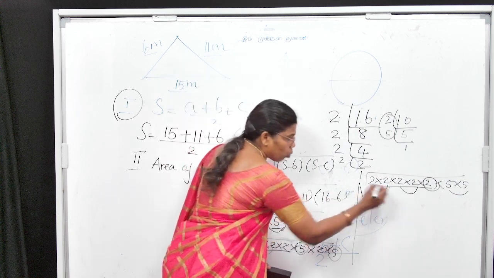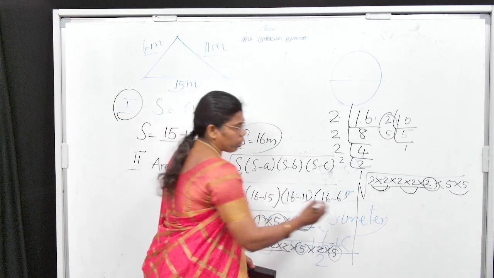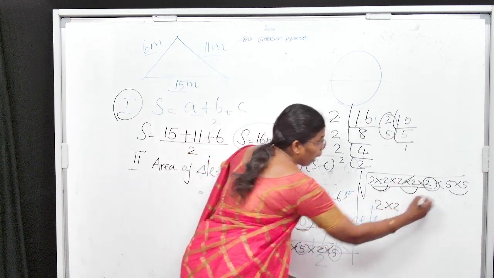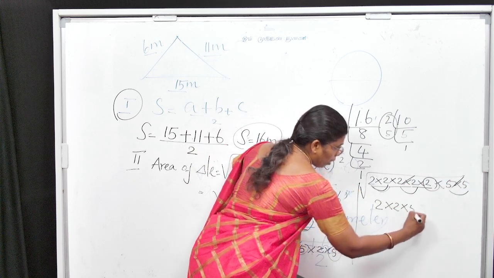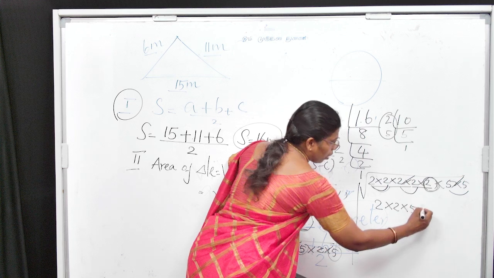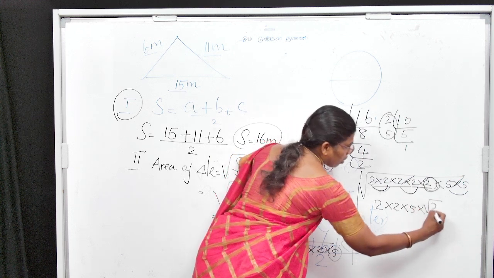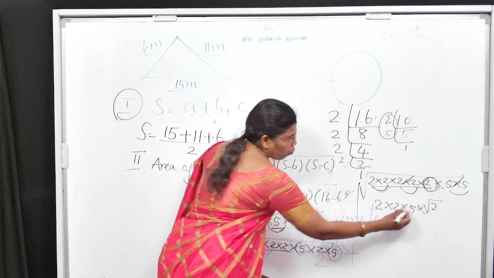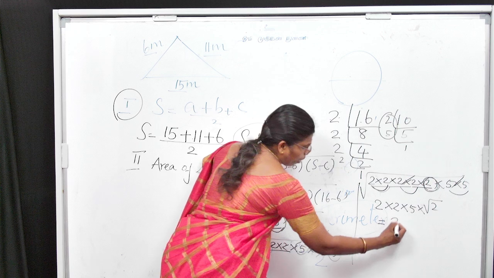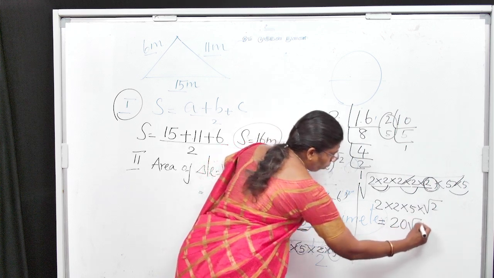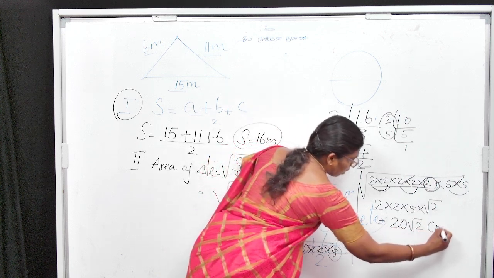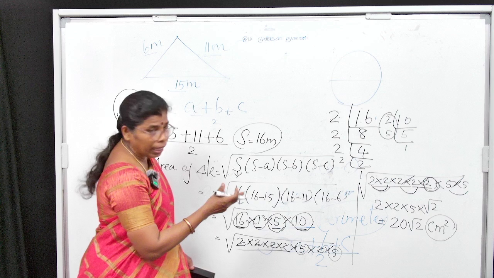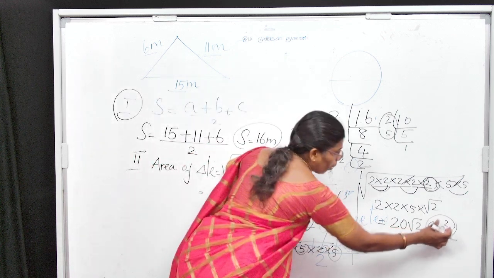For a pair, I should take only one number outside. So 2, and for this pair 1, 2, and for this pair 1, 5. This 2 doesn't have a pair. You are supposed to write it only inside the square root. Now let me multiply. 2 2s are 4, 4 5s are 20, so equal to 20. This is root 2 centimeters square. This is very important. Whenever you are finding area, the answer should be in square units.